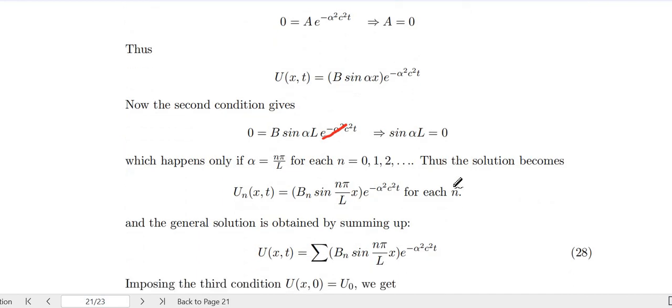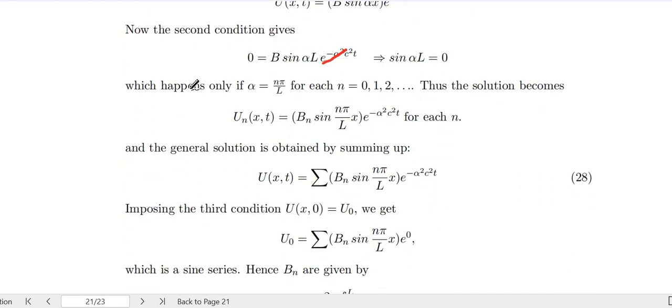Okay. And when does sin αL equal to 0? Remaining things are exactly the same way that we dealt in the wave equation case. So αL should be equal to nπ, or α should be equal to nπ/L, where n can be 0, plus or minus 1, plus or minus 2, etc. But here you don't have to take the negative values, because all the other constants are positive. So if you take n equal to a negative value, then one of them must be negative.